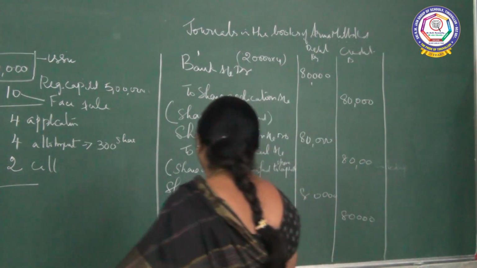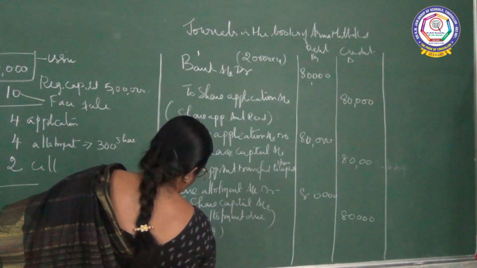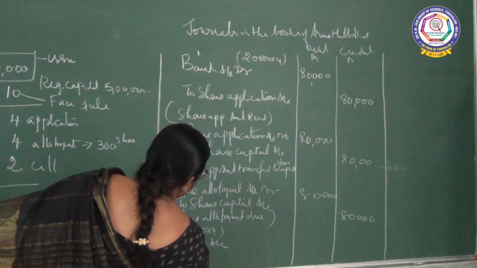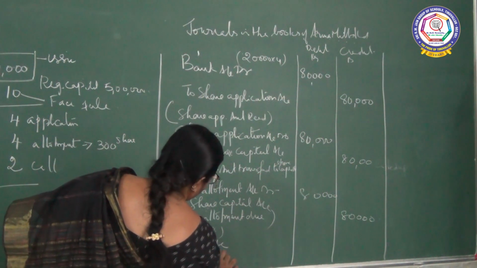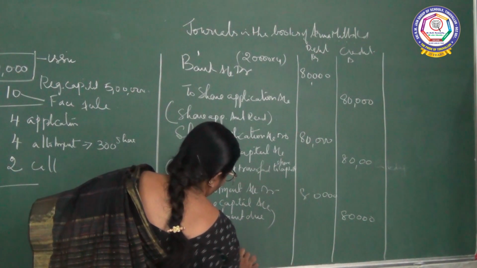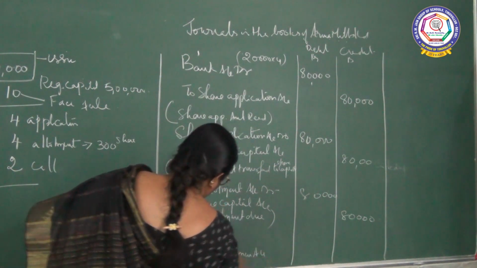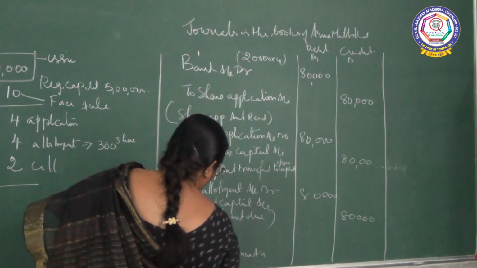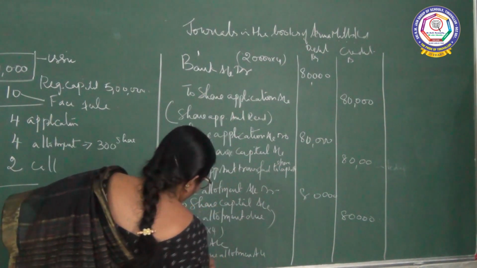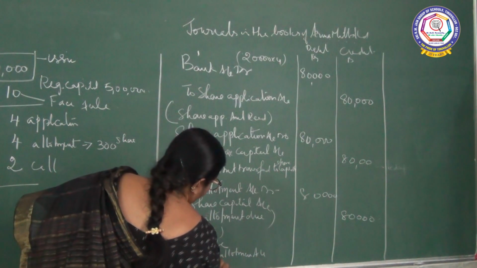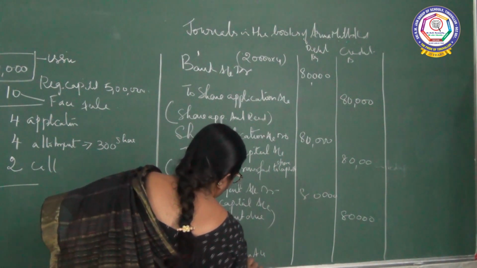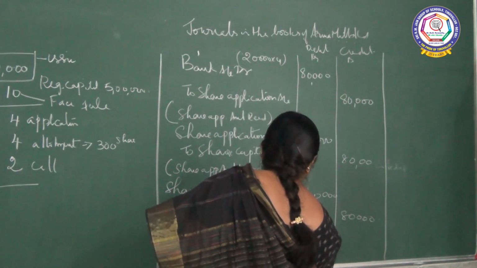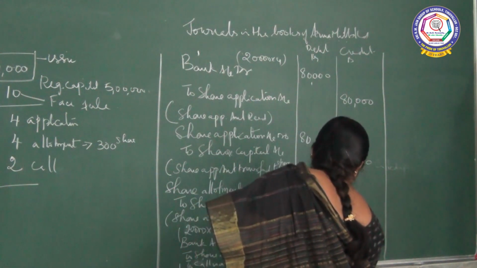So how much is going into your bank? Bank account debit to share allotment account, to call in advance. So how much is going into the bank? Actually, how much should go? 80,000 should go. Okay, 80,000 should go.